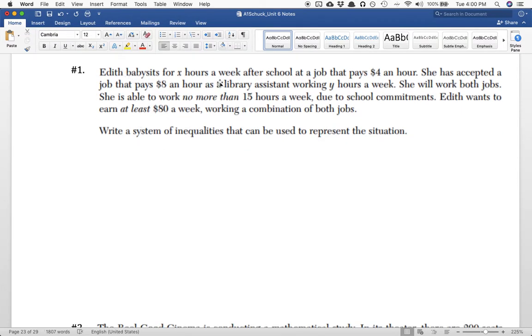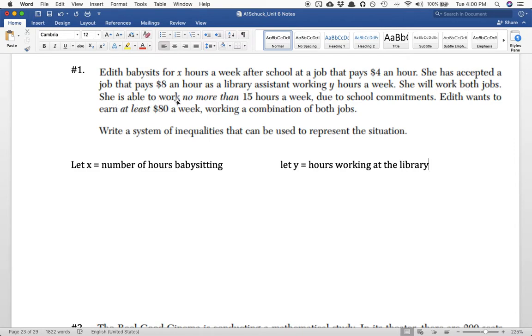Edith babysits for X hours a week after school at a job that pays $4 an hour. So babysitting is X. So I'm going to say let X equal the number of hours babysitting. And she has accepted a job that pays $8 an hour for a library assistant working Y hours a week. So now I'm going to say let Y equal hours working at the library. She will work both jobs.